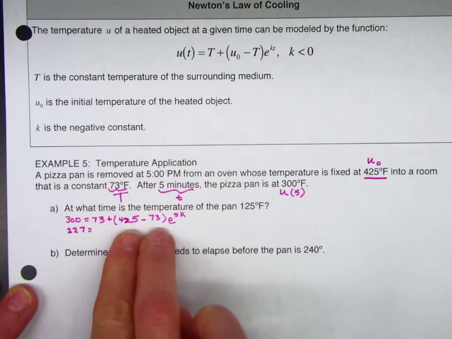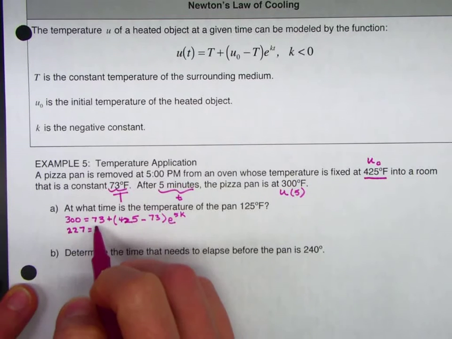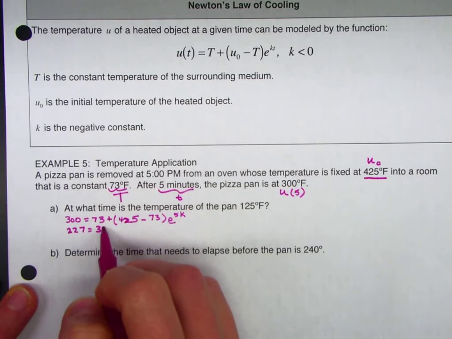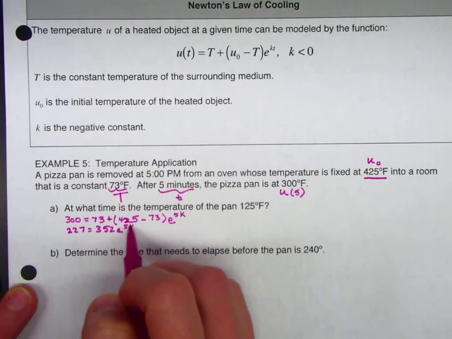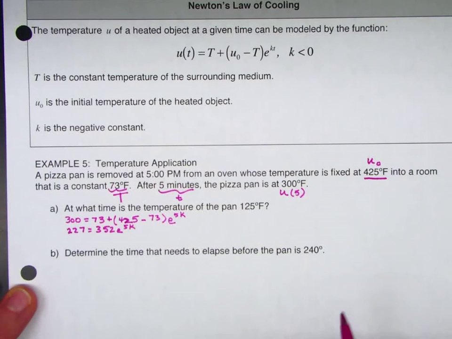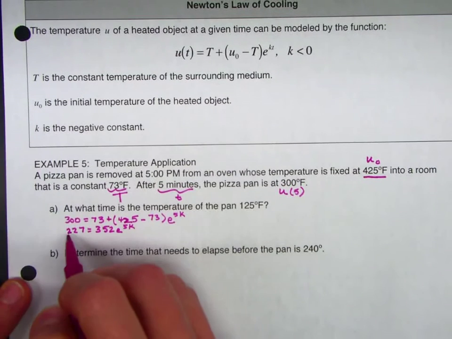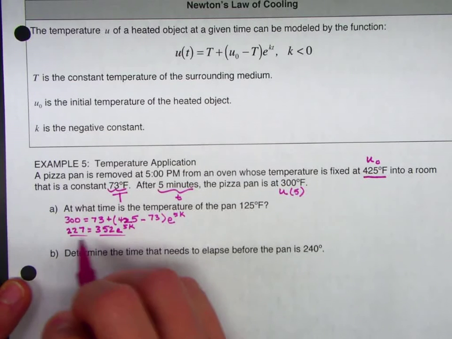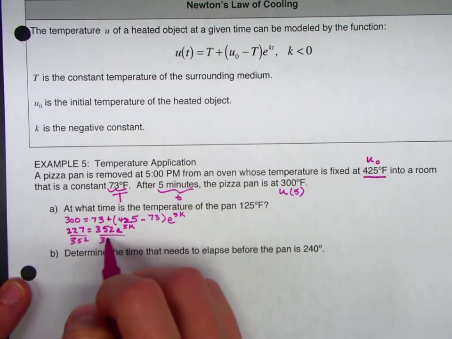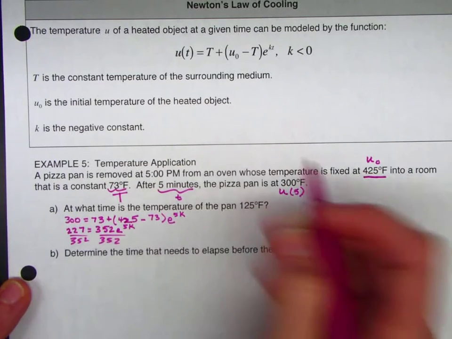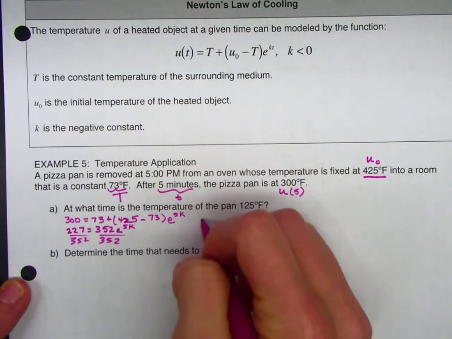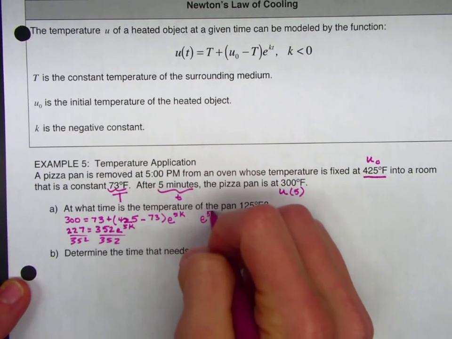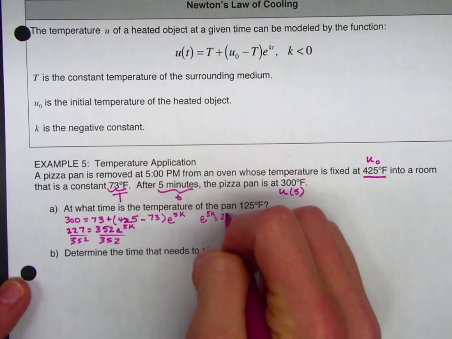So we got to subtract first in the parentheses. 352, so 352 e to the 5k. Now what? Now we divide. So then we get e to the 5k equals 227 over 352.